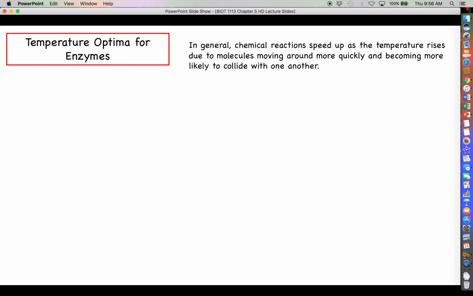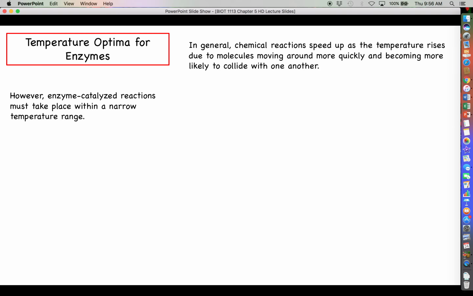Enzymes also have other sorts of requirements that really have nothing to do with the substrates or chemicals that we can add. So let's talk a little bit about the effect of temperature on enzymes. The general idea of just chemical reactions is this. Chemical reactions tend to speed up as the temperature rises. The idea there is that as the temperature rises, molecules start moving around a lot more quickly, and the chances of particular reactants colliding with each other increases. So, generally speaking, increasing the temperature is a good thing to do if you want the rate of reaction to increase. But this is not necessarily the case for enzyme-catalyzed reactions.